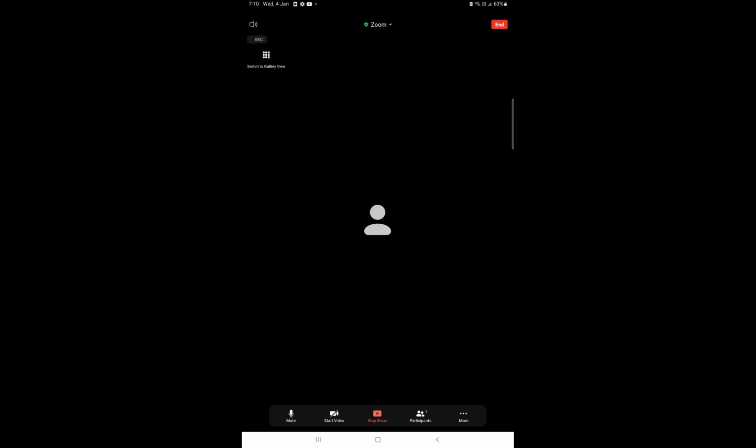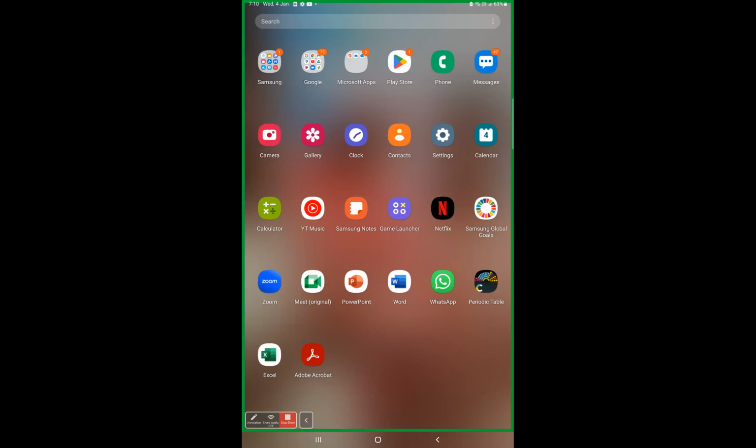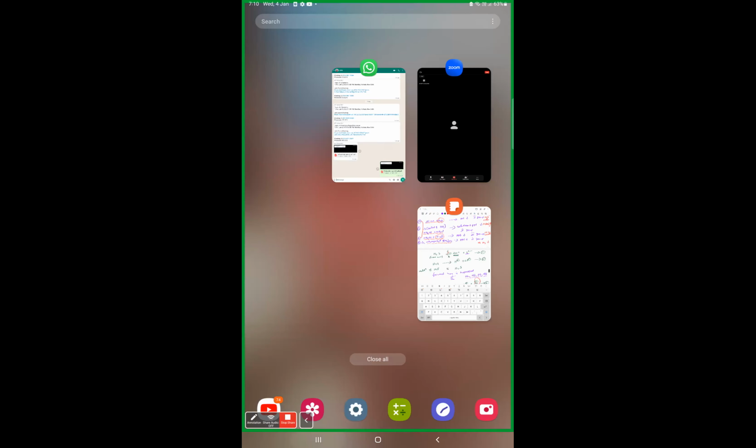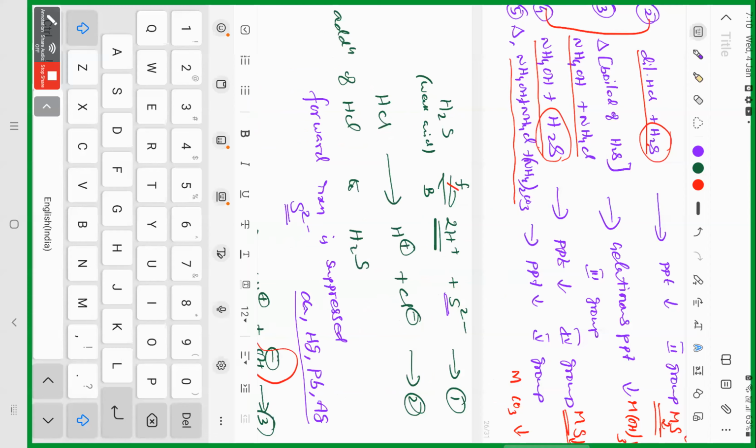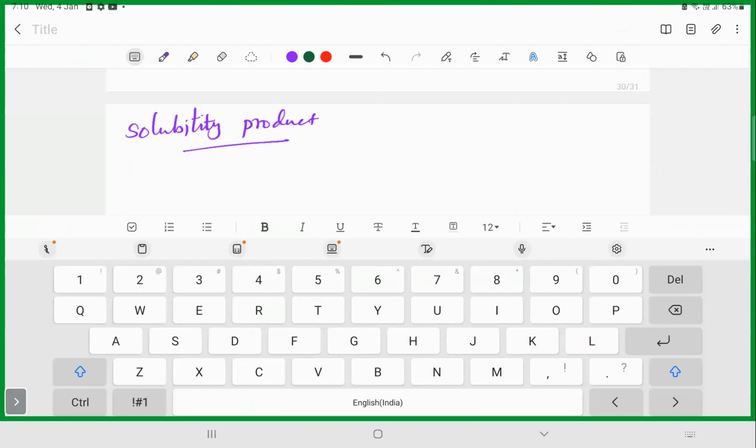Yesterday we discussed the chemical equilibrium. So lastly, I started the solubility product. Now I will tell you what is solubility product. Then we'll go for the problems. Okay, what is solubility product? What it means? Solubility product means.